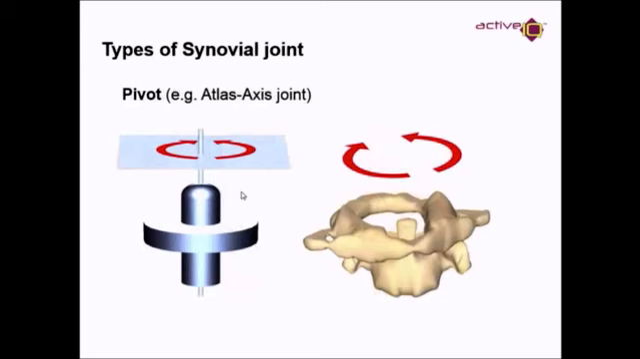We have a pivot joint, alright? And a pivot joint allows us to rotate. So when we say rotate, we mean turn from side to side, and it allows us to turn to the right and to turn to the left. And we can find a pivot joint at the atlas and axis joint, and that's at the top of the neck. So if you turn your neck to one side or the other, rotate it, the spine stays in the middle, and bones rotate around that.